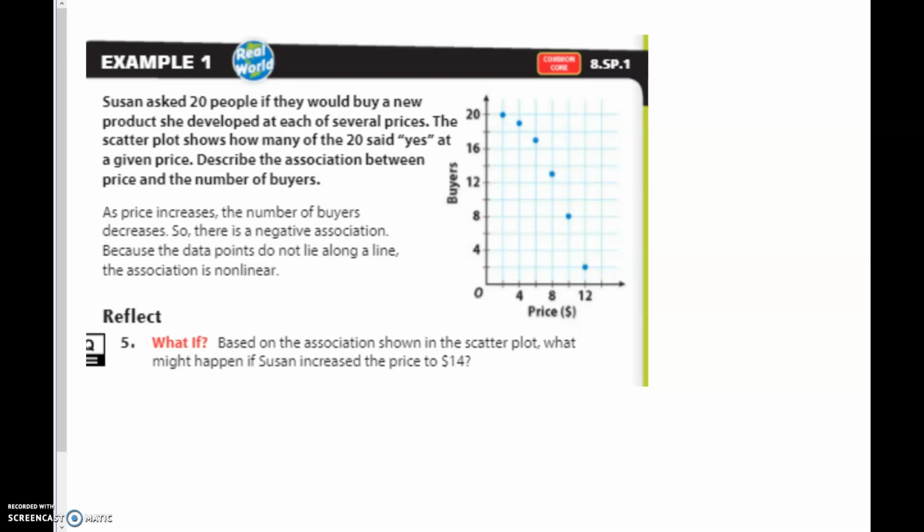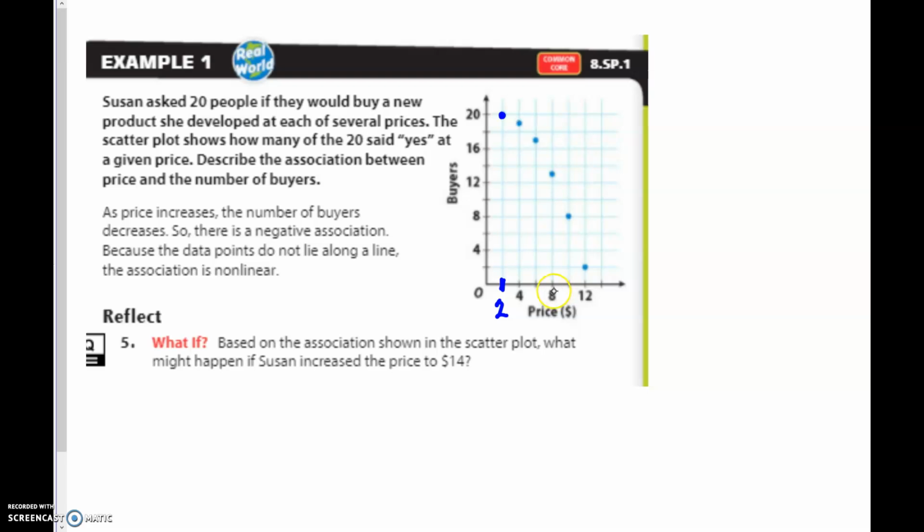All right, so let's look at this data here, and what do they say? Susan asked 20 people if they would buy a product. She developed something, and 20 people said yes at any given price. So when the price was $2, all 20 people said that they would buy it. Now when it got to $4 apiece, not everyone's going to buy it. It went down to 17 or 18 people who said they would buy it.